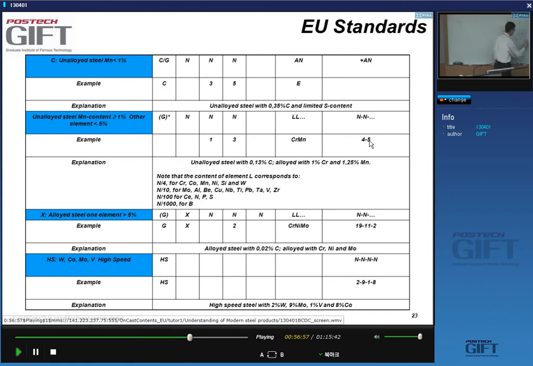This factor, of course, depends on what element we're talking about, because certain elements, like boron, we have very, very small amounts of boron, right? So for boron, the factor is 1,000. Yes?